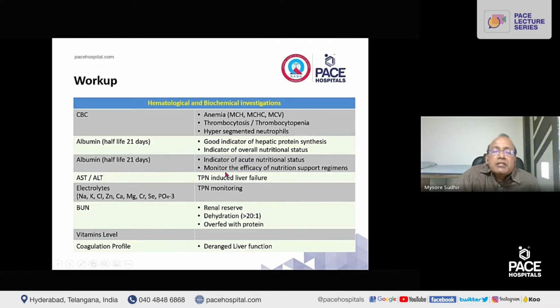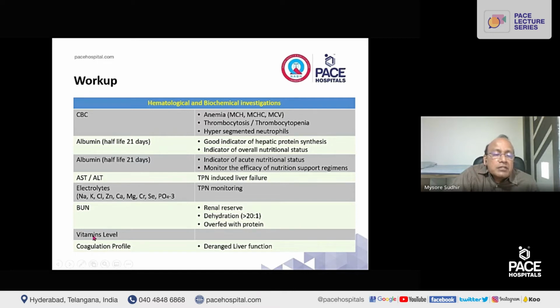So this albumin level estimation also helps us to monitor the nutrient support regimens. Then we have the rise in the liver enzymes because of the TPN-induced liver failure. Electrolyte imbalance can occur during TPN. Blood urea nitrogen, renal reserve is affected, dehydration, and overload with protein.